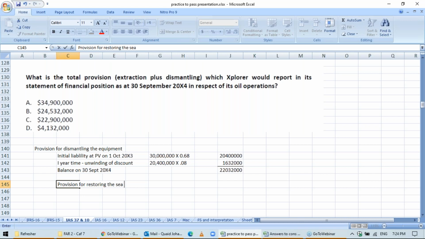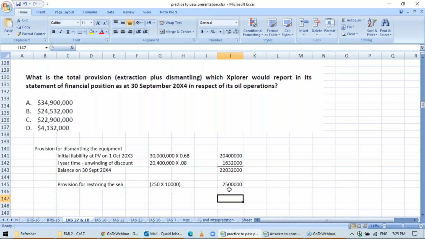So this they have to do every time, every year. So over here you don't have to calculate present value. Just what happens, that 250 million barrels they have taken out, and for each barrel they have to pay $10,000. So 250 million into 10,000. They are now liable to incur a cost of 2.5 million in here.